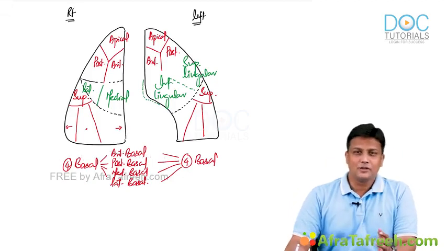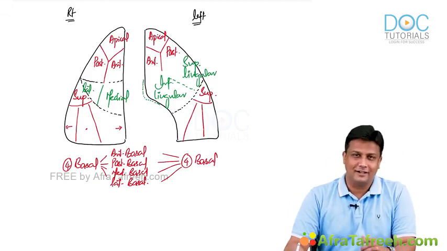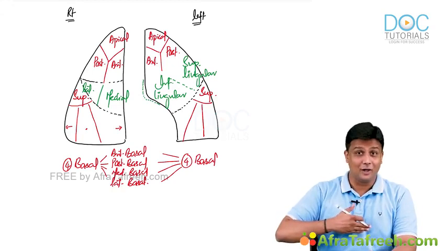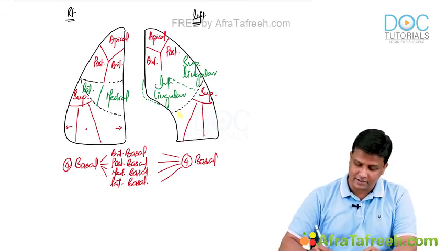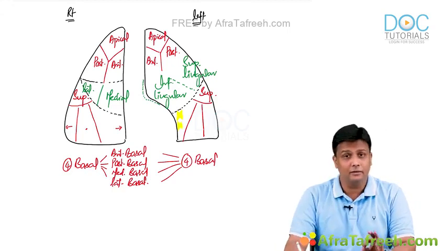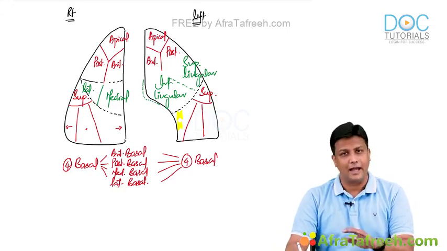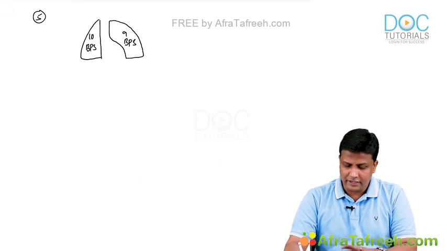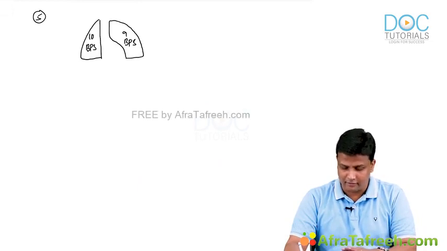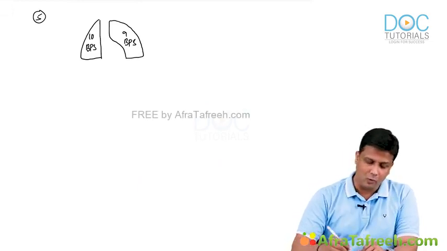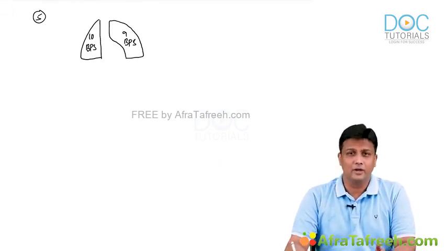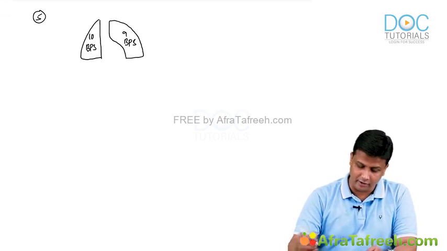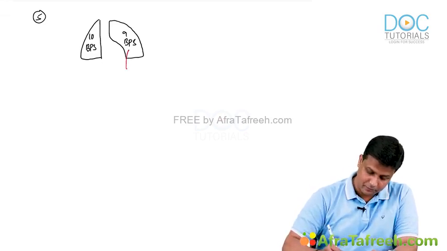Now in the left lung, what is going to happen? There will be a cardiac notch, and that cardiac notch is for accommodating your heart. To accommodate the heart, the medial basal segment will most probably be absent. This has been asked many times in the exam, and it's so simple. Why do we have 9 bronchopulmonary segments in the left lung? To accommodate your heart, the medial basal segment will be absent.